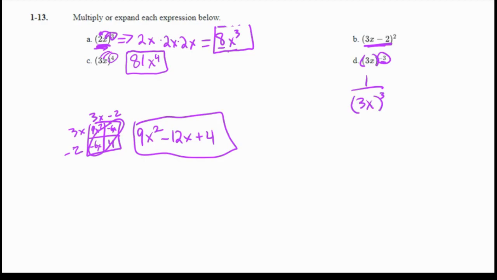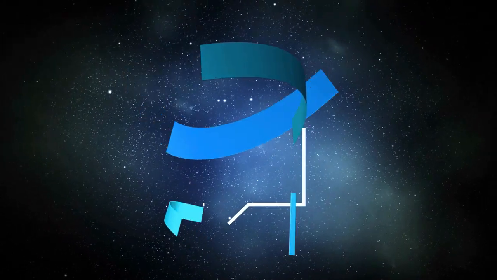So now I have 1 over 3x to the power of positive 3. So that kind of gets rid of the negative sign, because that's always kind of the ugly part. Now I'm going to go ahead and deal with distributing that 3 there and get 3 to the power of 3, which is 27, x to the power of 3, which is x cubed, and that would be my answer here for d.